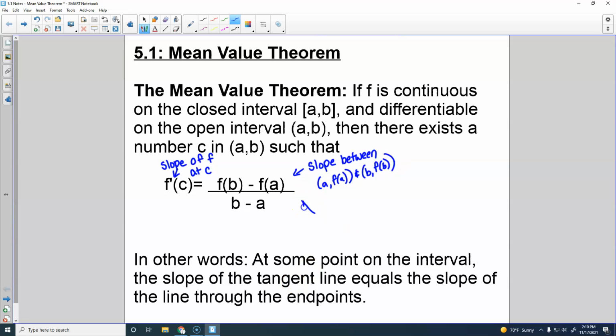I heard somebody else saying something different with the word average. Oh, average, or average slope. It's average, let's call it average rate of change. It could be velocity if it was like a distance, but it could be any rate, right? So the slope between the endpoints is your average rate of change. So in other words, at some point on the interval, the slope of the tangent line equals the slope of the line through the endpoints.